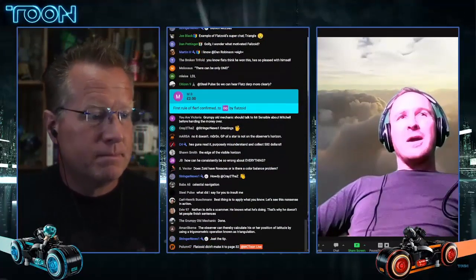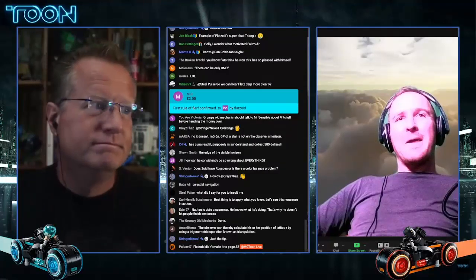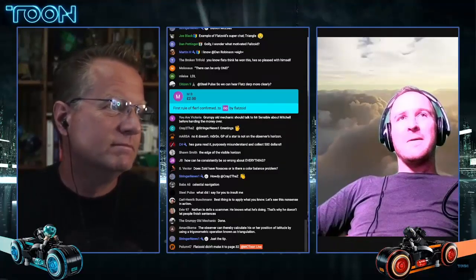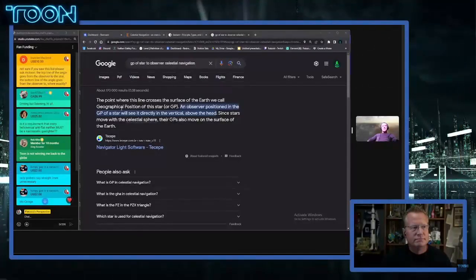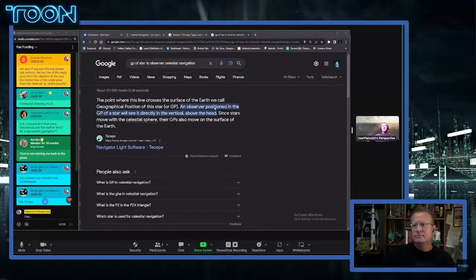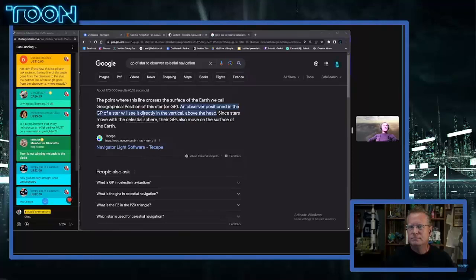Can I share my screen quickly? Yeah, go ahead. Okay, the point where the line crosses the surface of the Earth we call the geographical position of the star, or GP. And observers positioned in the GP of the star will see it directly in the vertical, above the head. Yeah, so if they're right underneath it, they look straight up, they'll see it.